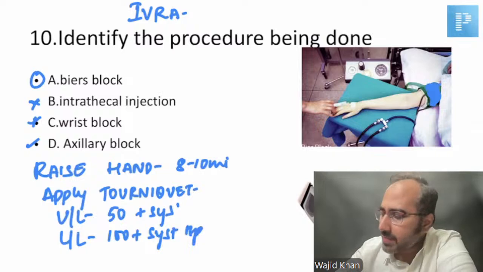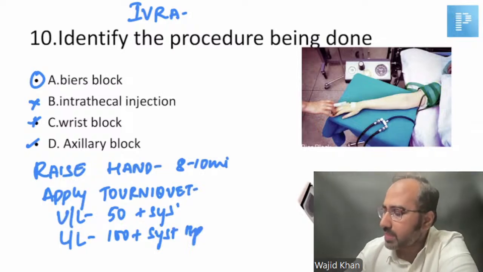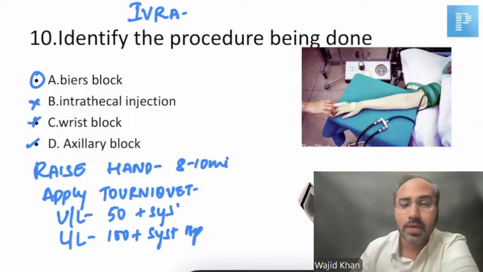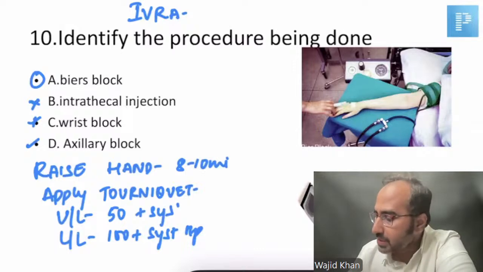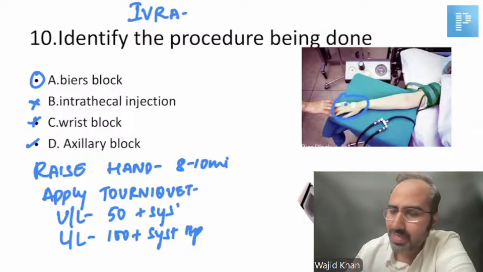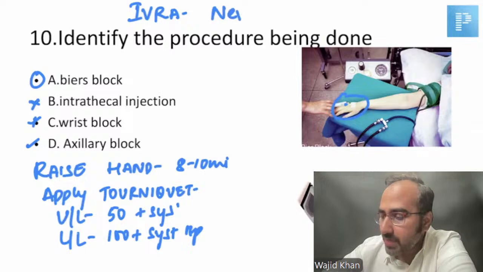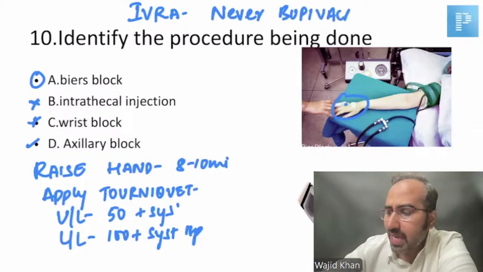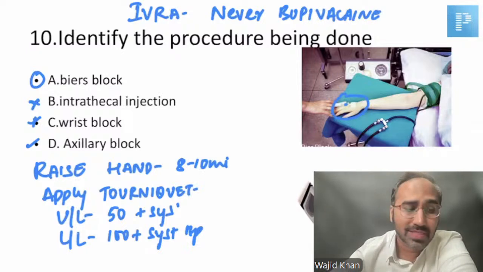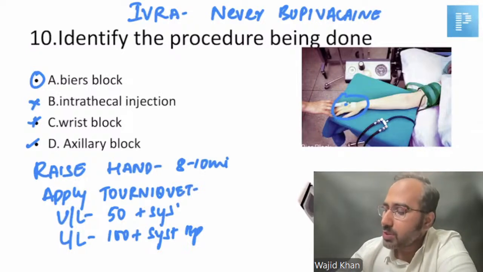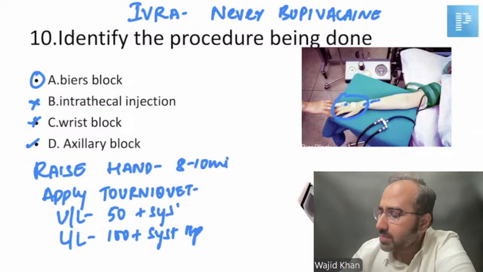After applying the tourniquet, what do we need to do? We need to place the cannula. As you can see over here, we have placed the IV cannula. Through this IV cannula, we give a local anesthetic, that is lignocaine. We can use lignocaine or prilocaine, but never bupivacaine, because bupivacaine is never given IV, as it produces cardiotoxicity. Lignocaine or prilocaine will go and block this area.